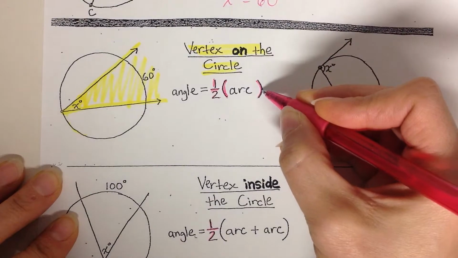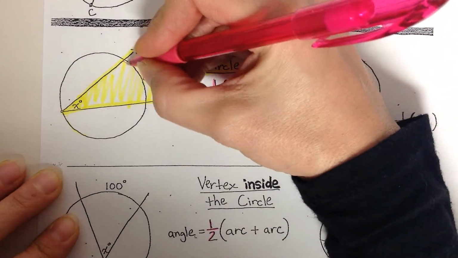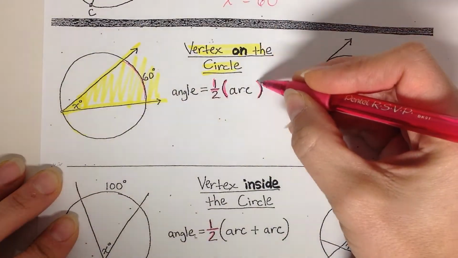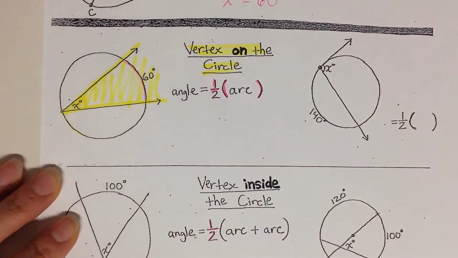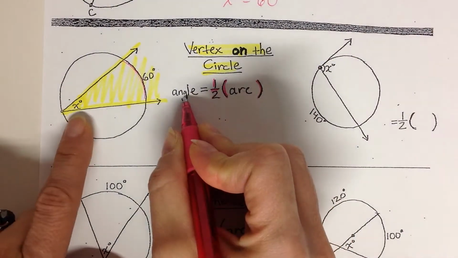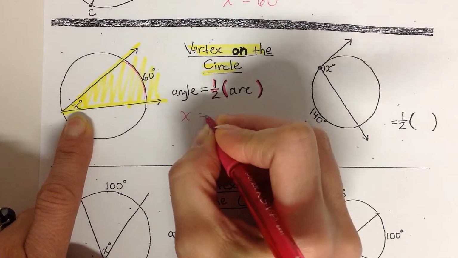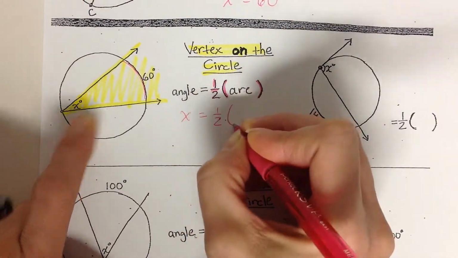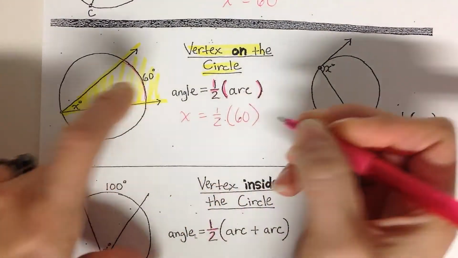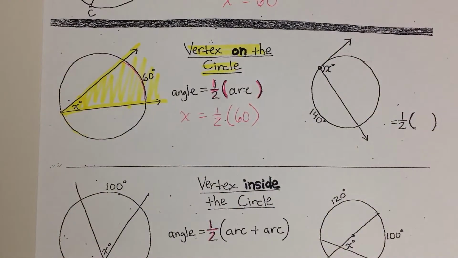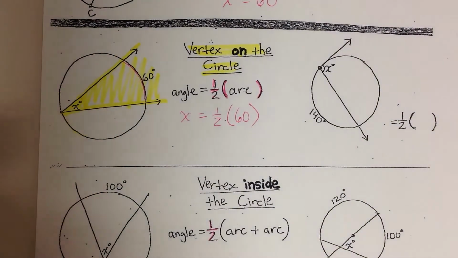Do you know what I mean by that? Like this is an arc, this is an arc. Okay, so you're plugging the arc measure into the parentheses there. So it's angle X is equal to 1/2 of, and the angle that I shaded, when I shaded the angle, the arc that I found was 60. So that's what I'm going to use.